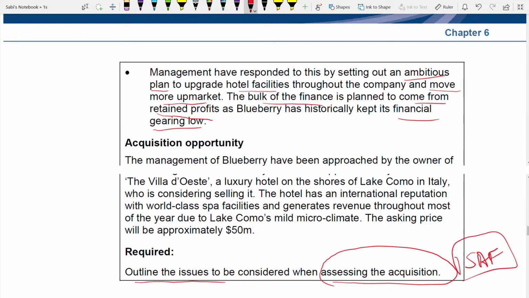Management of Blueberry has been approached by the owner of the Villa Diosti, a luxury hotel. This is also a luxury hotel on the shores of Lake Como in Italy, and the owner is considering selling it. The owner wants to sell it to the management of Blueberry. The hotel has an international reputation with world-class spa facilities and generates revenues throughout most of the year due to its mild microclimate. The asking price will be approximately 50 million US dollars. Asking price means the acquisition price that Blueberry needs to pay to the owner of the luxury hotel to get it. Now you need to consider the issue.